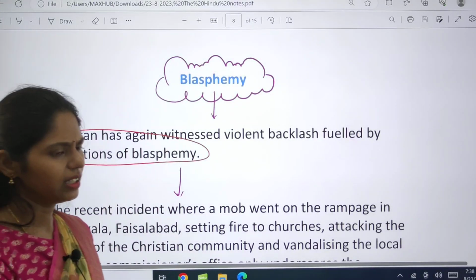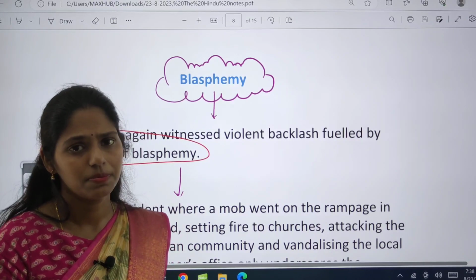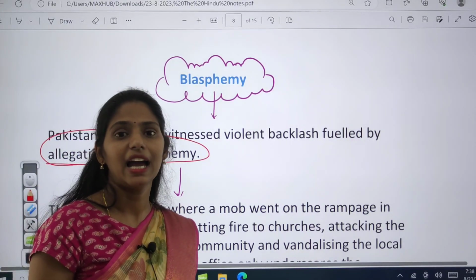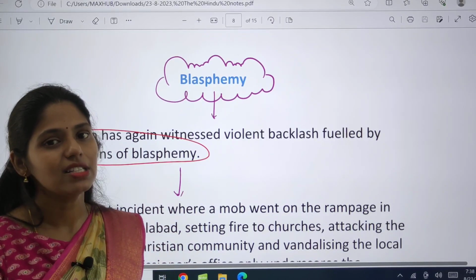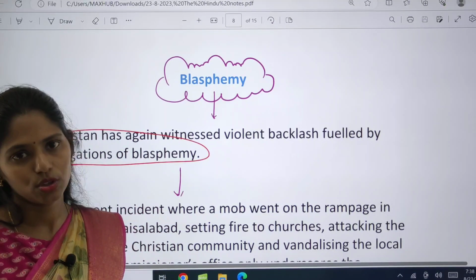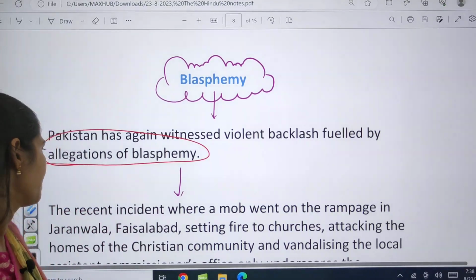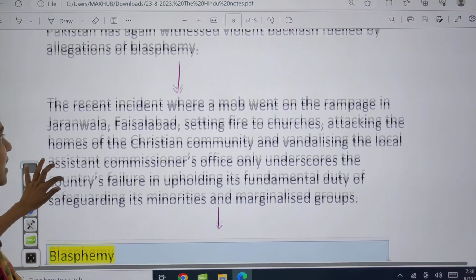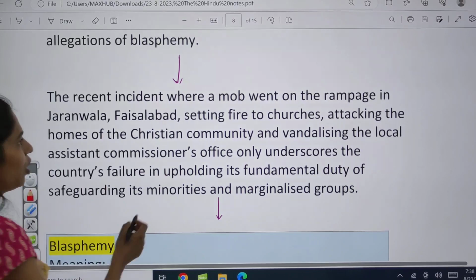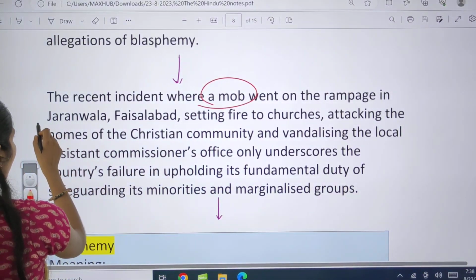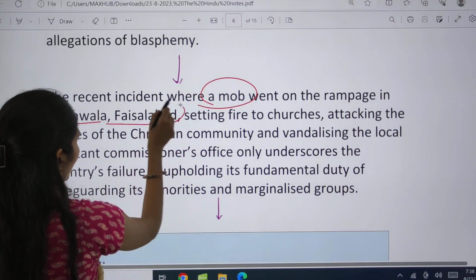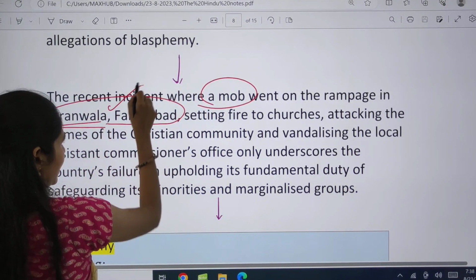I think 1.5 or 2 years back, there was the Asia Bibi issue. That is also regarding blasphemy. And once again, violence erupted in Pakistan because of blasphemy. In the recent incident, a mob went on a rampage in the Jaranwala area of the Faisalabad region. So violence erupted.